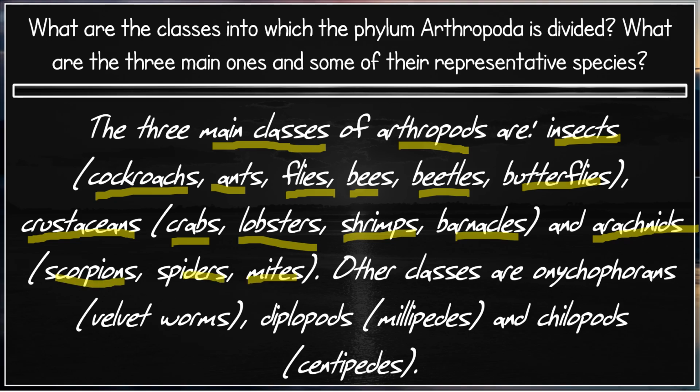spiders, and mites. Other classes are onychophorans, where we have the velvet worms, diplopods, where we have the millipedes, and chilopods, where we have the centipedes.